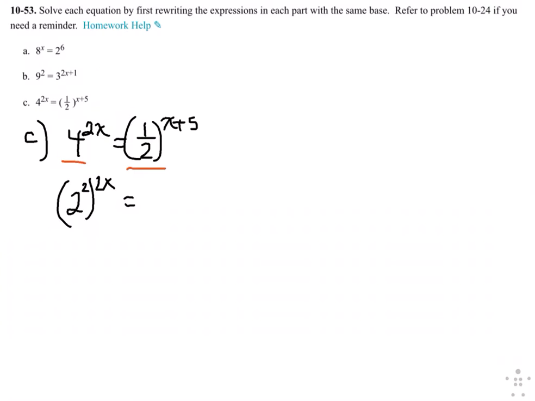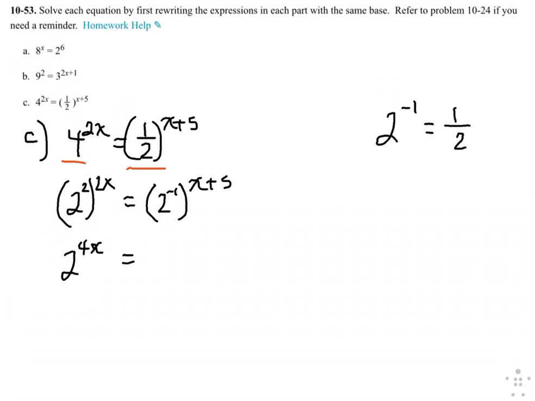Now, 1 half, let's think about this. 1 half as a base 2 is 2 to the negative 1, right? 2 to the negative 1 is 1 over 2, right? So I could rewrite 1 half as 2 to the negative 1 power, and that's raised to the x plus 5. Now, power to power rule. 2 to the second to the 2x. So we multiply the powers. We get 2 times 2x is 4x. So 2 to the 4x equals.